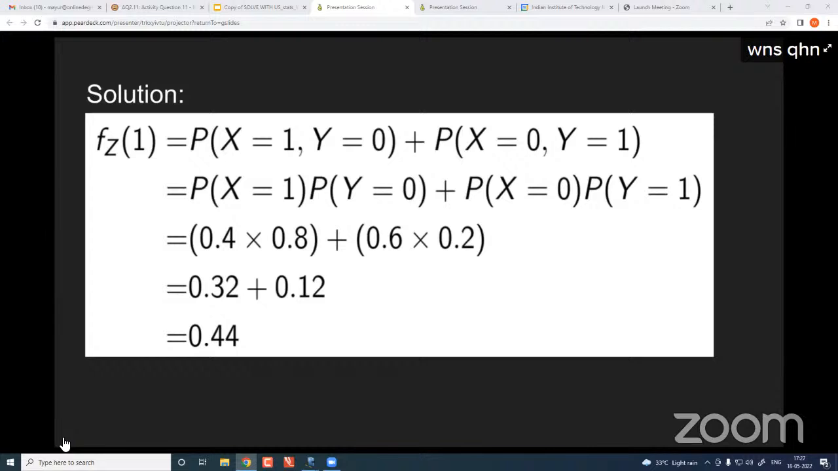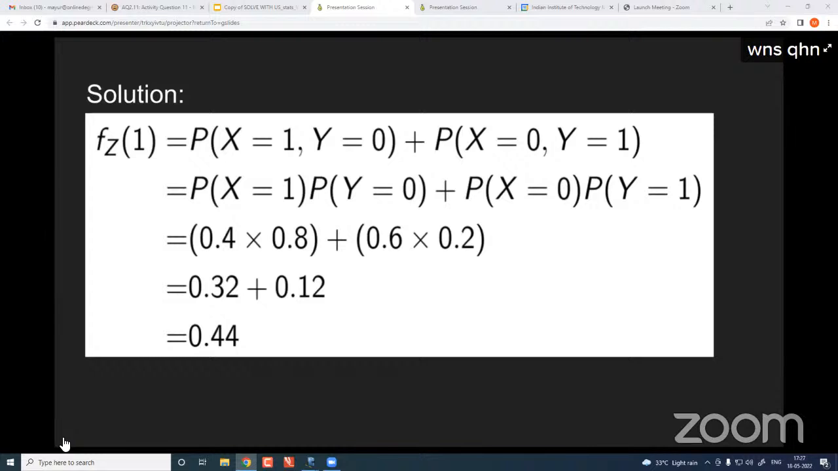X is a separate random variable and Y is a separate random variable, right? If X and Y have the same parameter p, that is 0.4, suppose X is Bernoulli 0.4 and Y is Bernoulli 0.4, and both are independent, then they are identically distributed, right?